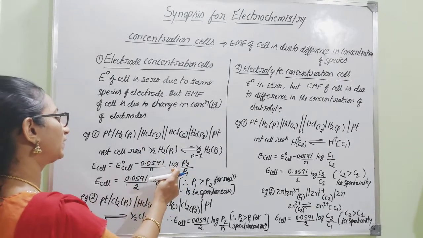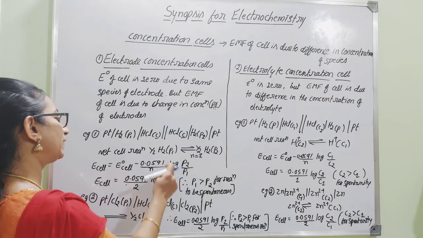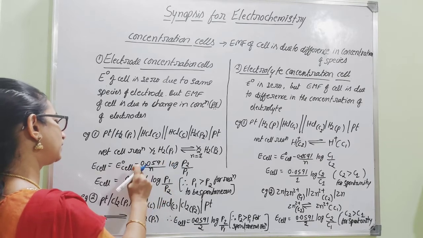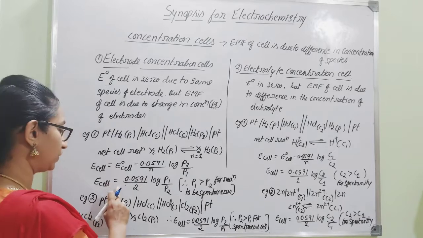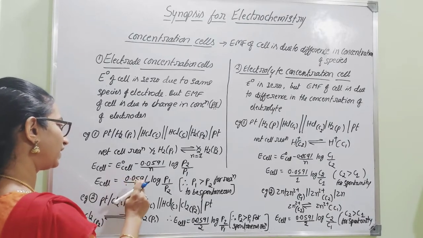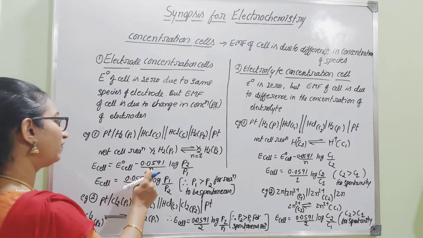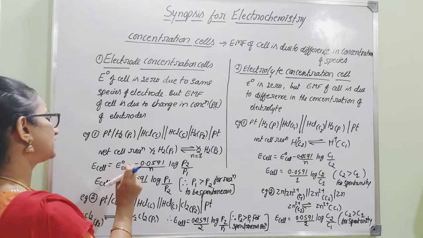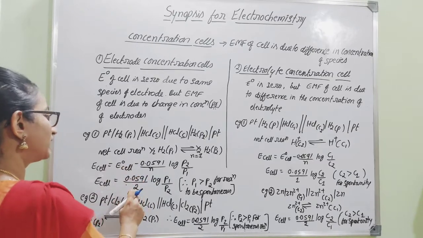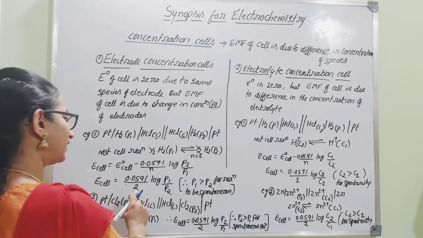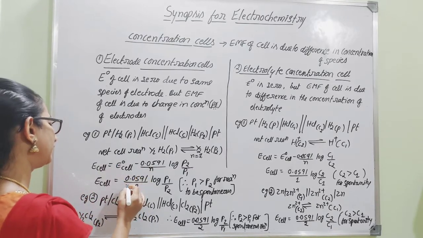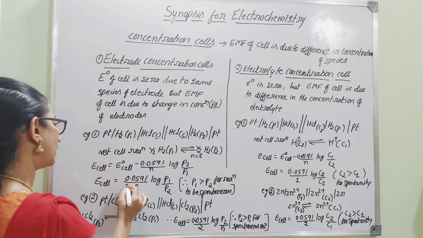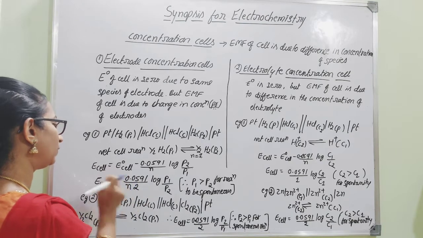So here if you write log P1 by P2, you will get minus. Then minus into minus, it will become positive. Therefore, E cell will be equal to 0.0591 by n value here it will be, we can just consider that is 2. It is not n value. You don't get confused, it is not n value. Because n value here will be equal to 1.